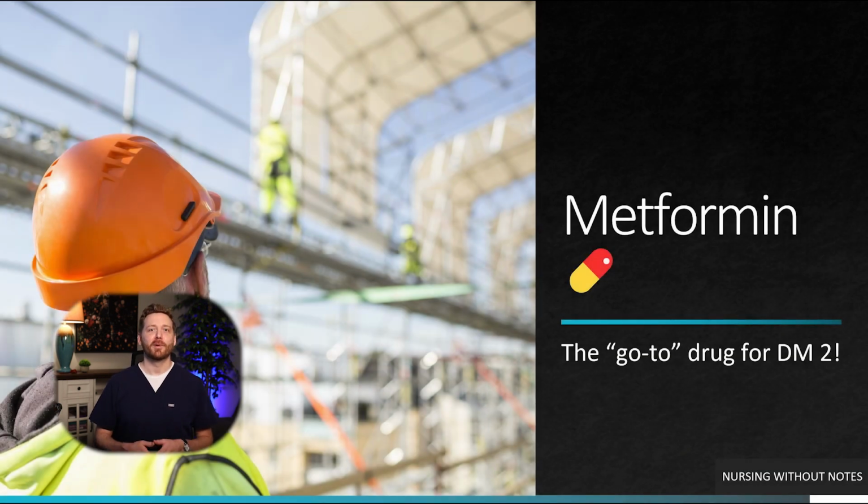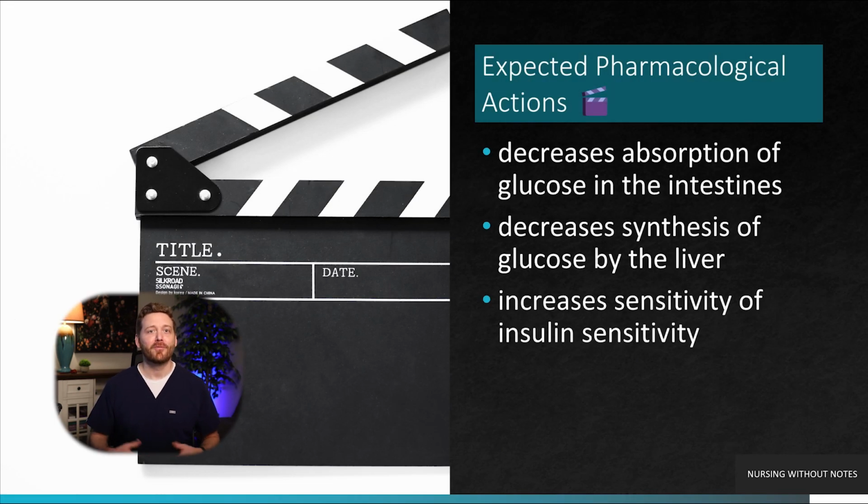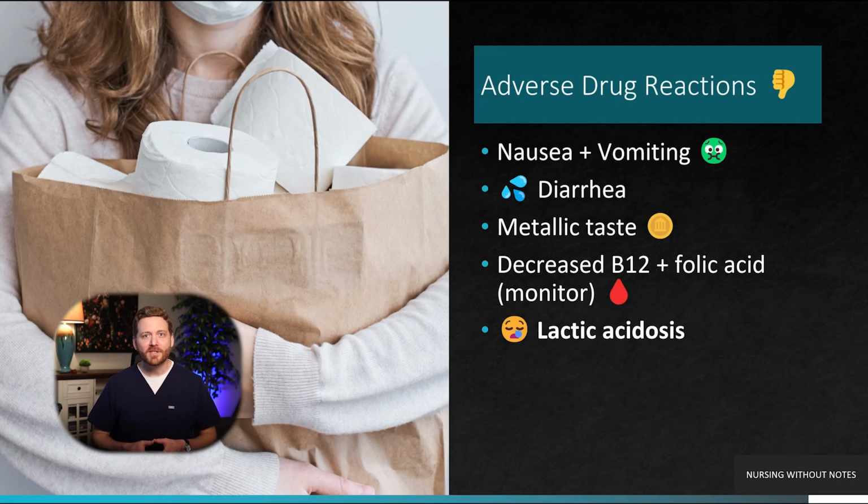Now, let's dive into metformin, the star of the show for type 2 diabetes management. Metformin works its magic through various pharmacological actions. It achieves this by decreasing glucose absorption in the intestines, reducing the liver's production of glucose, and enhancing insulin sensitivity. However, metformin does come with a few potential adverse reactions, so it's crucial to inform patients about these in advance. These side effects may include nausea, vomiting, diarrhea, a metallic taste in the mouth, decreased vitamin B12 and folic acid levels, and in rare cases, lactic acidosis.